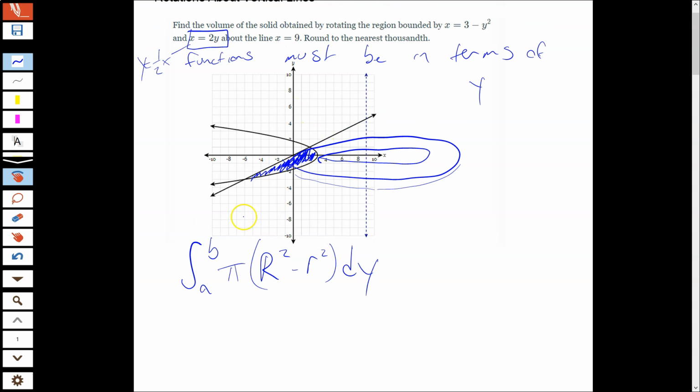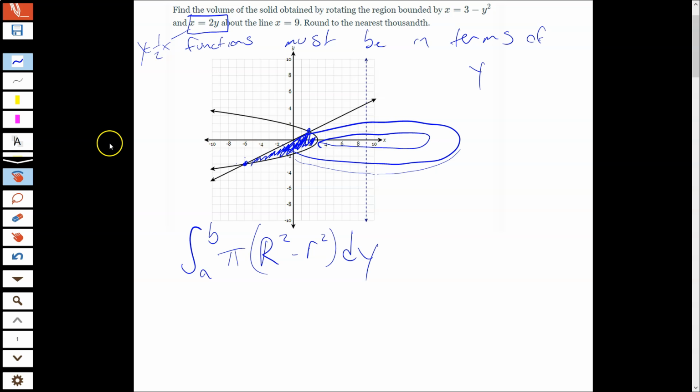Now, these bounds are important, and these have also changed. So what I would not put here, I would get this wrong if I put -6 and 2, right? Because if I'm integrating in terms of y, my bounds also need to be y values. So I would go from -3 to 1 as my bounds.